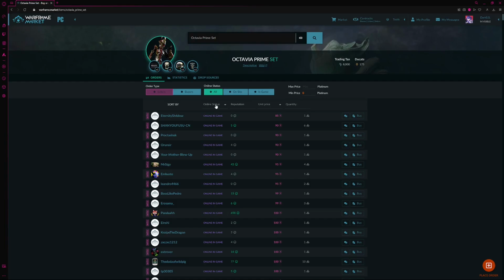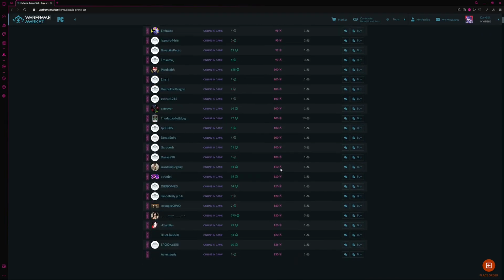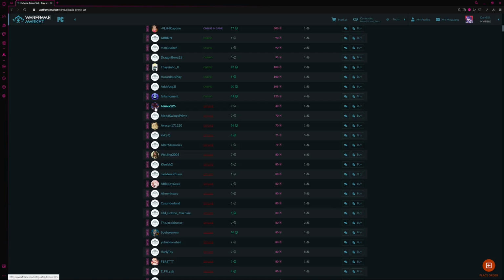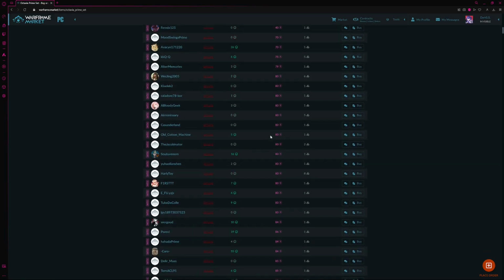The way I have it now is people that are online and the lowest price is shown first. So 85 for Octavia Prime, which is actually pretty decent, I believe, comparing it to all these other prices. Even though, what the hell is that, 40? Who is selling it for 40? You're really trying to get that plat.